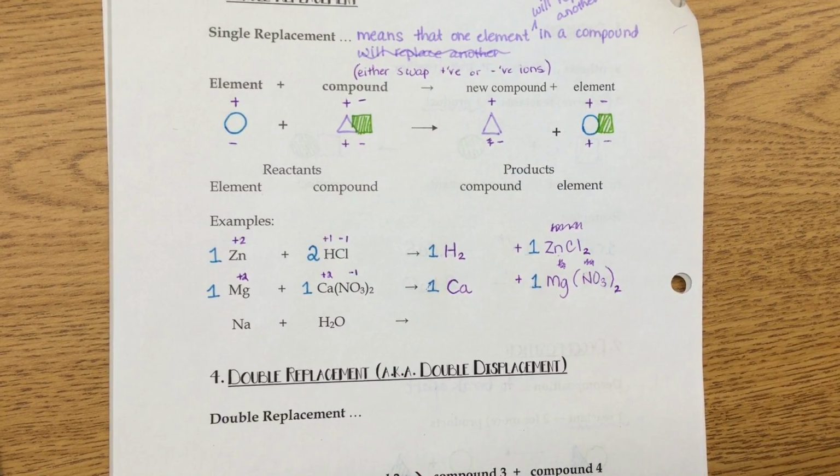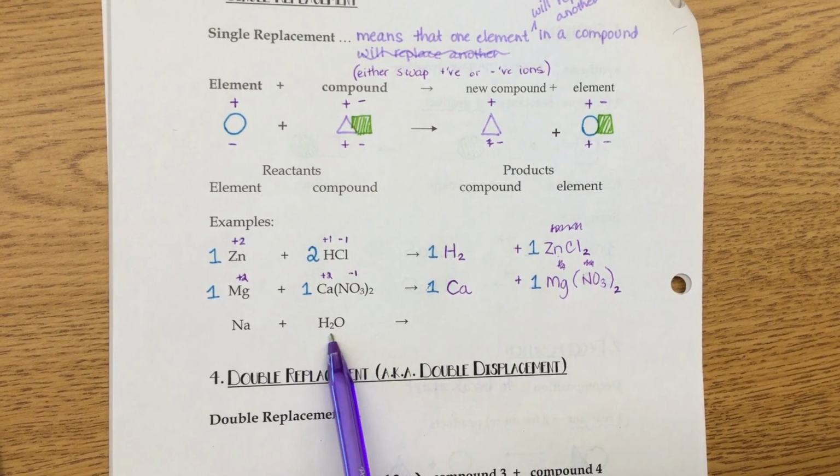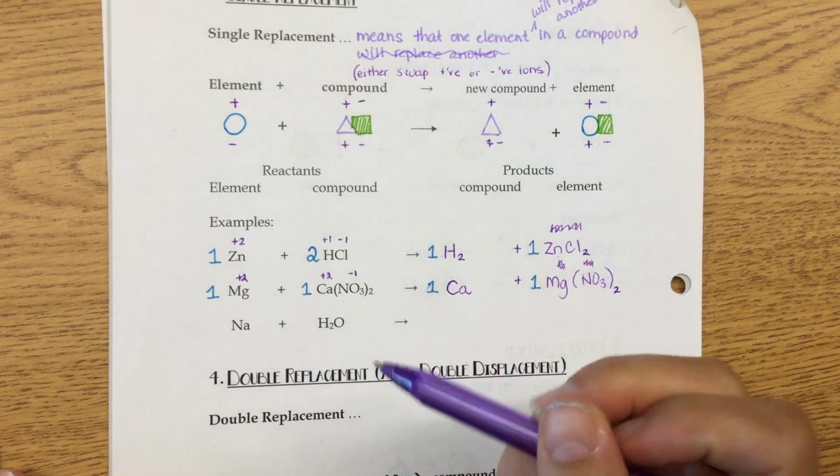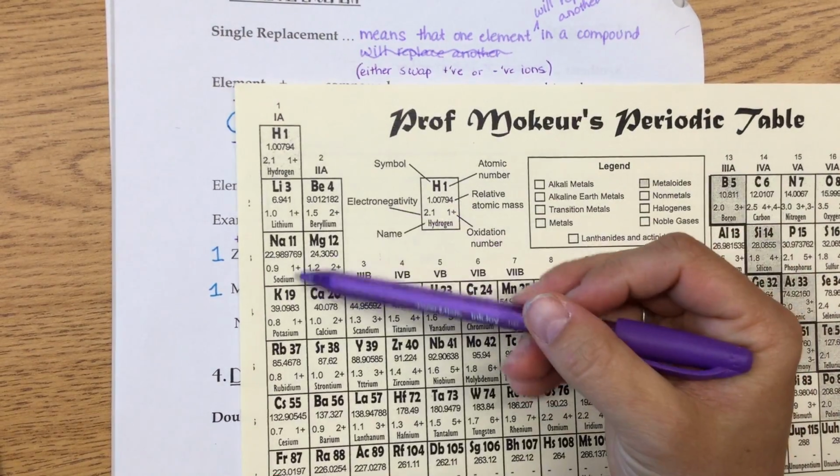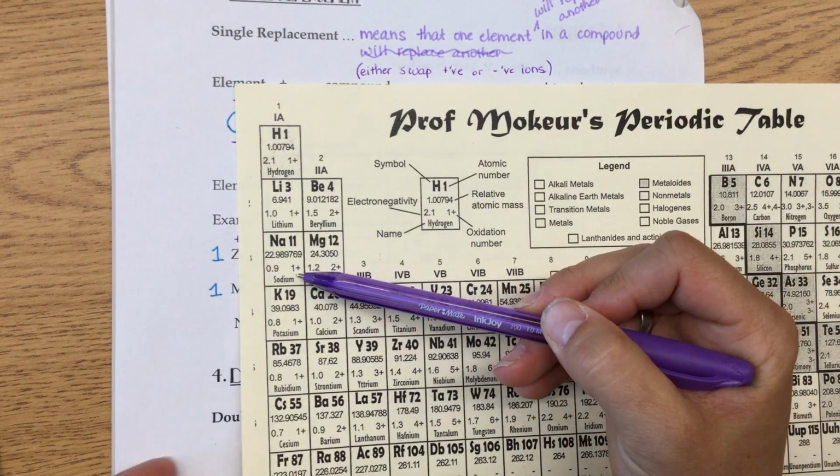Okay, and the last one is sodium and water. So sodium, the charge for sodium, I'll go to my periodic table. Sodium is in the first column, so its charge is +1.